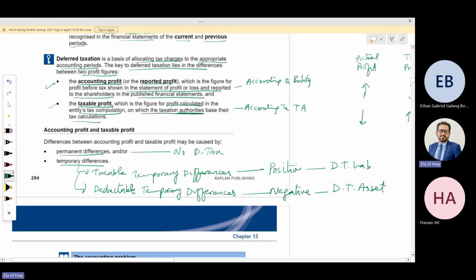How this can be calculated, positive or negative figure, there is a formula. What's the formula?